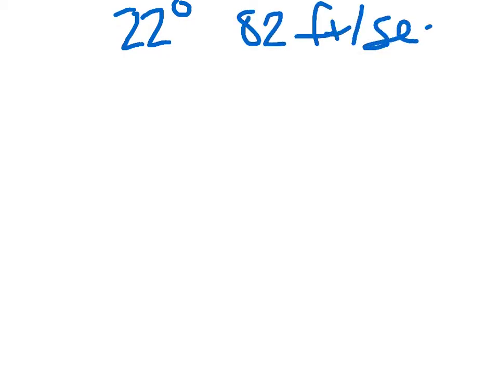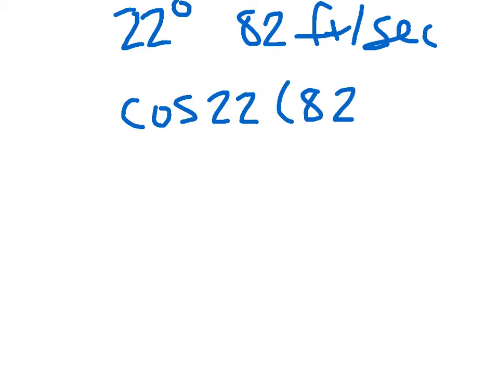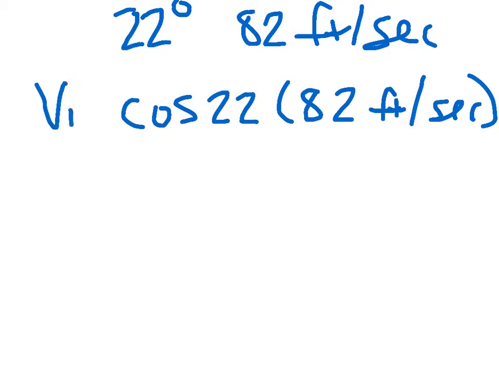Let's take a look at a problem calculating the initial velocity of a projectile in the x direction and also the y direction. Let's say that a baseball is thrown at a 22 degree angle and it's traveling at 82 feet per second. If we want to calculate the initial velocity in the x direction, we're going to use the cosine. So the cosine of 22 would need to be multiplied by 82 feet per second. Right, so that's again initial velocity in the x direction.